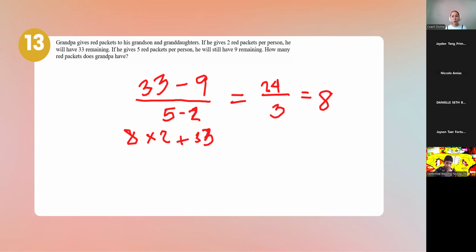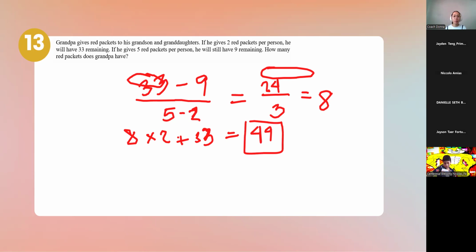Okay, so we're multiplying it by 2 because we have 2 red pockets per person. And then you add 33 because there were 33 remaining. So 8 times 2 is 16 plus 33, that's 49. 49 is our answer. Right?